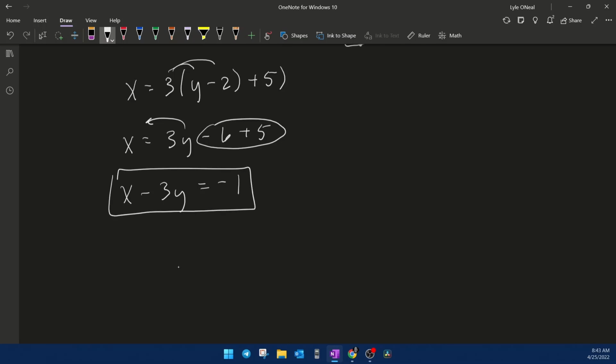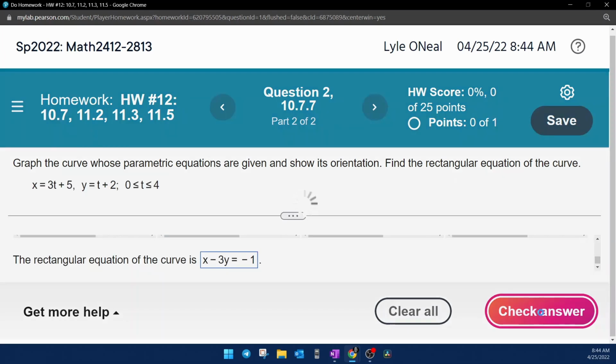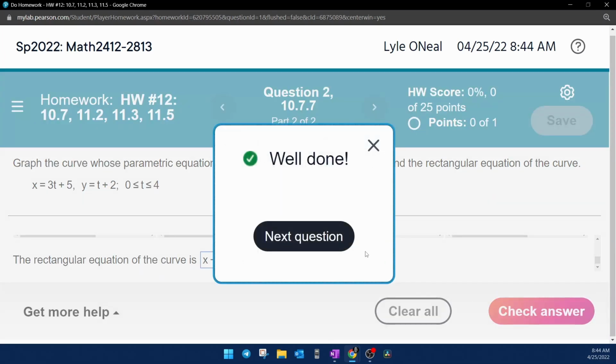So back to MyLab Math to see how we did. All right, here we go. Inputting our answer, x minus 3y equals negative 1. And check it out. That's going to do it for this particular problem.